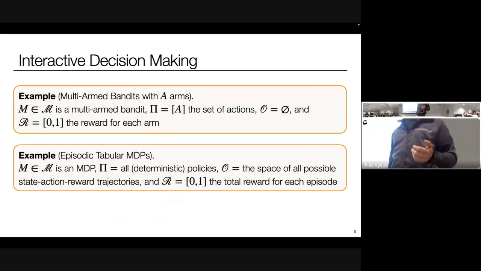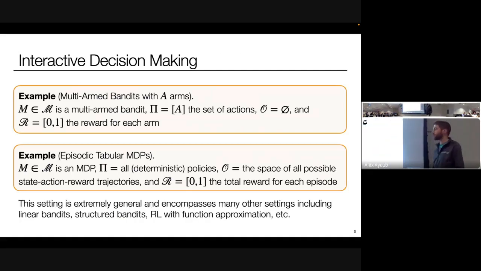But this also encompasses RL. In this case, M, the model, is an MDP. Pi would be a set of policies now, so it's not a set of just actions, it's a set of policies. Now the observations are the space of all possible trajectories. How this would work for RL is you play a policy. This policy interacts with the environment, and what you get out is an observation that is the trajectory, the sequence of states and actions you visited. And then the reward is simply the entire reward of the episode. That's really what we care about at the end, maximizing episode reward. So that's R, but O is all the observations at every step.